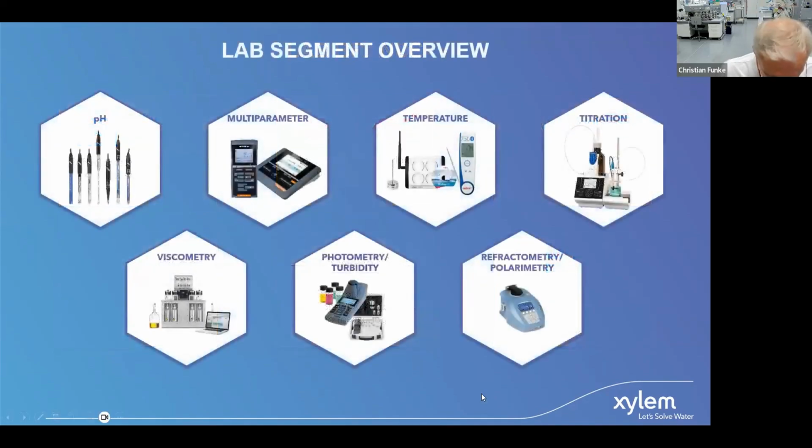So you can see on the next slide, again, a little bit of the products. We have here the pH and conductivity sensors and so on from WTW and Analytics brand. We have multimeters and turbidity meters from WTW, and we have here the temperature sensors and data loggers from EPRO, titrators from Analytics, and viscometry from Analytics. And here on the picture you can see a refractometer from Bellingham Stanley.